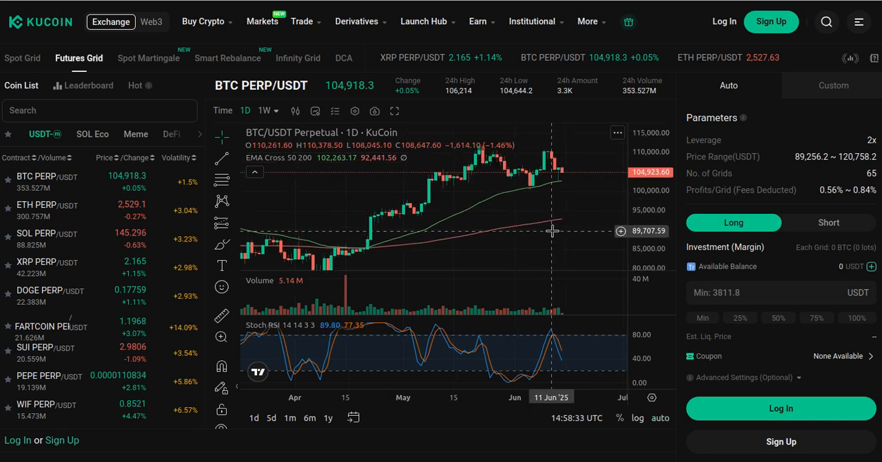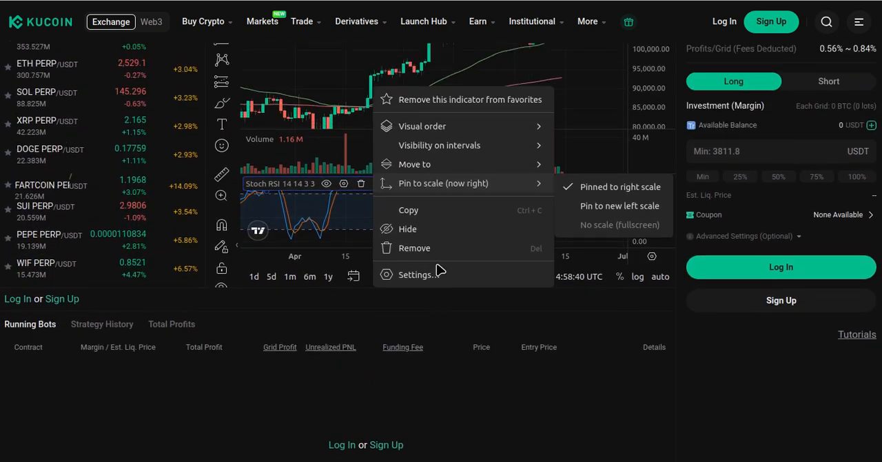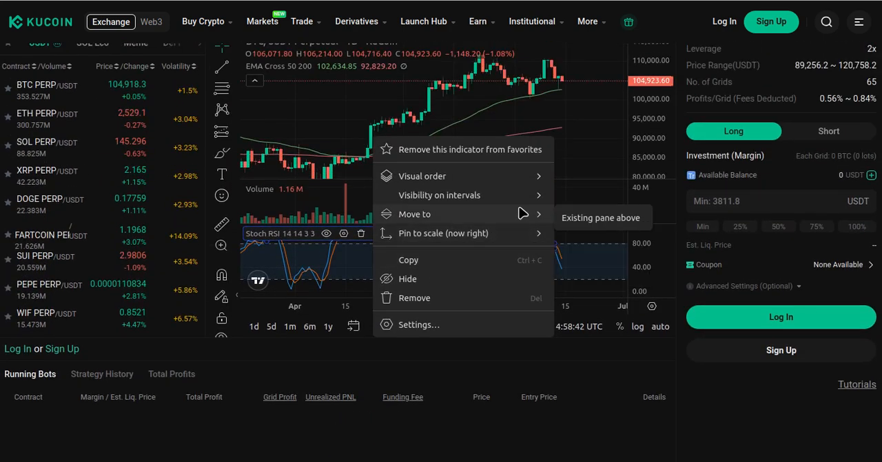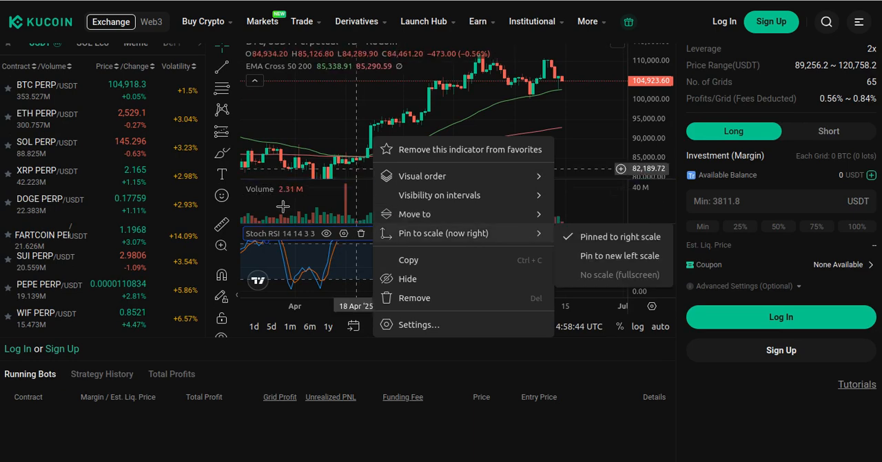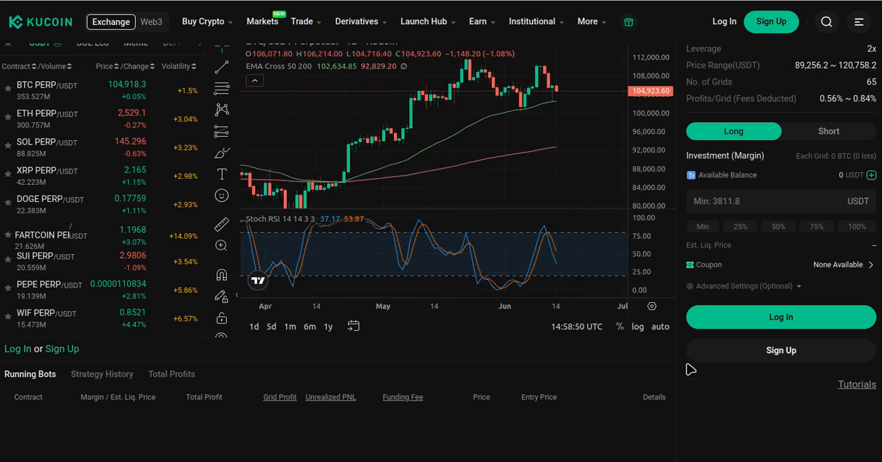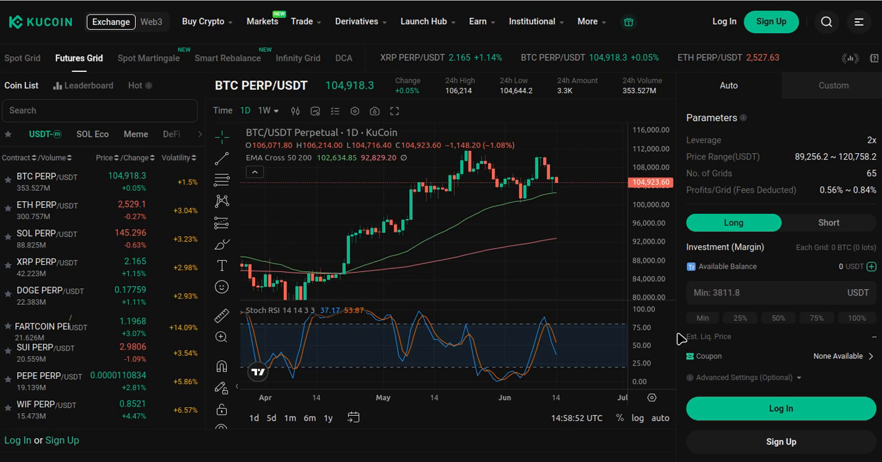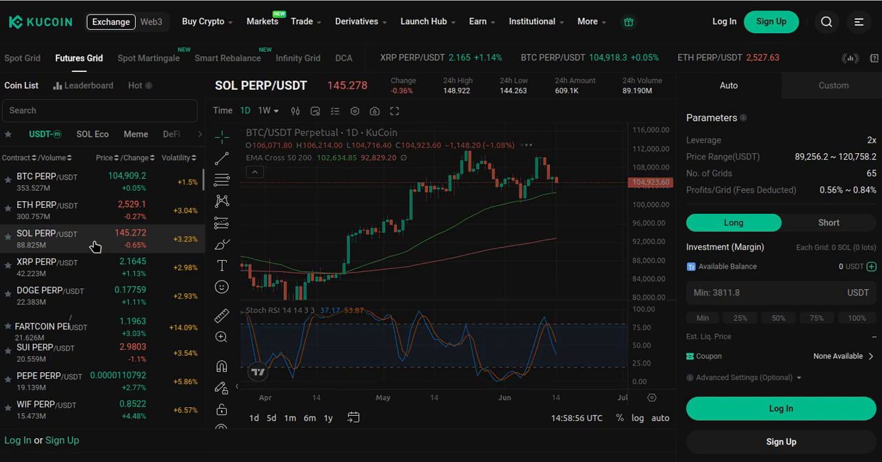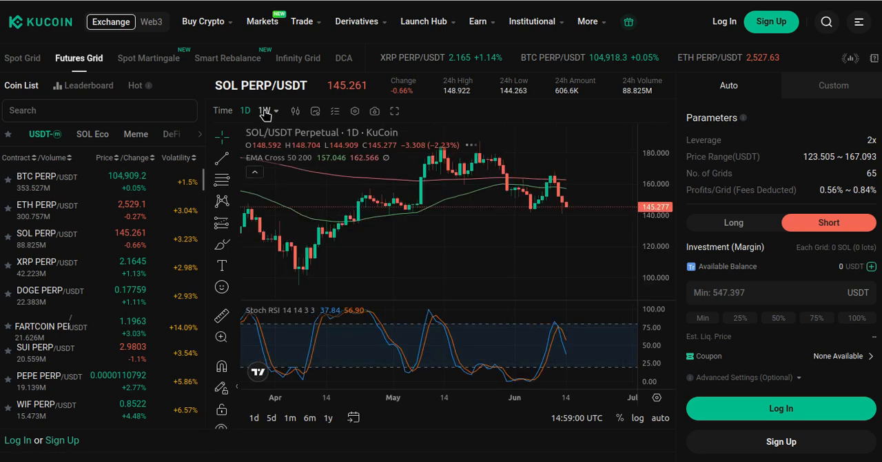Okay, and yeah, that's it. I need to move it on top. I don't think I need the volume indicator. So just these two indicators will suffice. So now we're going to start scrolling to see which patterns are good buys or sells.